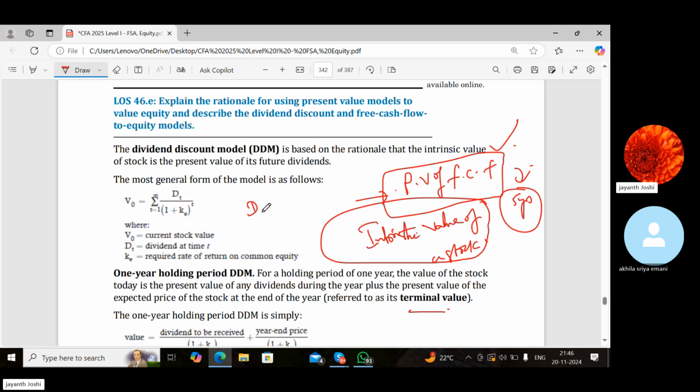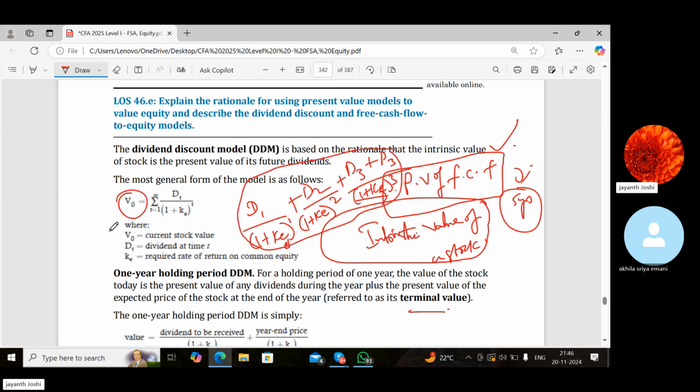You'll take the dividend for the first year and discount it with the required rate of return. Then you'll take the dividend for the second year, discounted with the required rate of return for the second year, so it will be 1 plus KE, the whole square. Then D3. And at the end of the third year, you're going to sell the stock also, so we'll take the stock price at the end of 3 years divided by 1 plus KE the whole cube. So you are discounting in this way and getting the present value. That present value is nothing but the intrinsic value of the stock, or value of a stock. With the help of the dividend discount model, we're going to find this out.